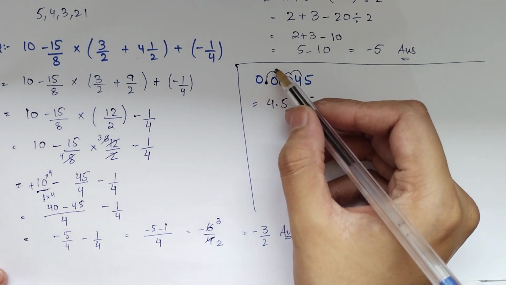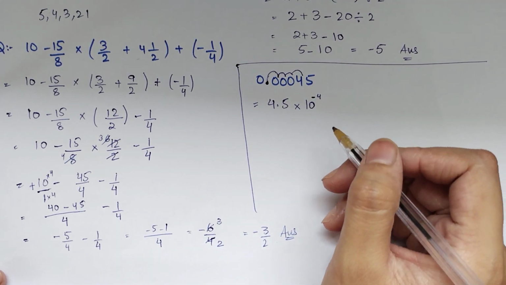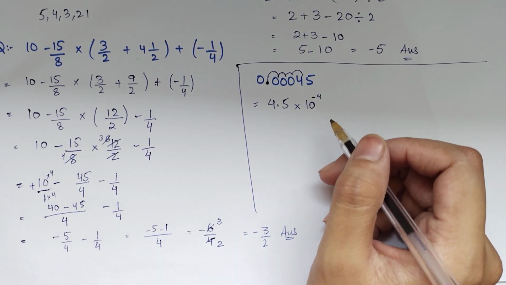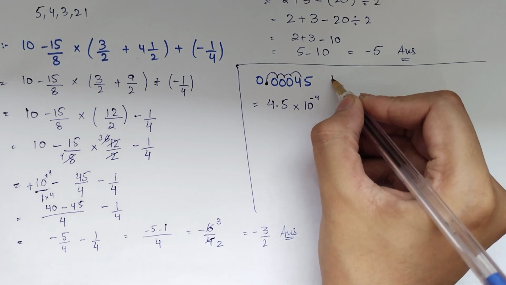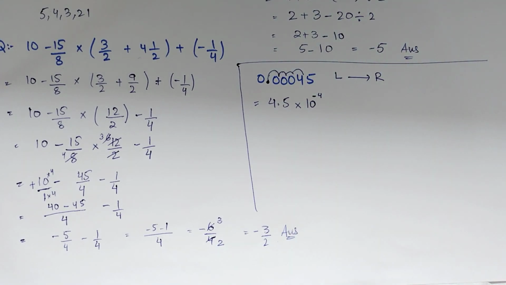And how many jumps do we take? 1 2 3 4, so the power is minus 4, 10 power minus 4. Okay, remember that when you move from left to right, you have to write the power in negative.